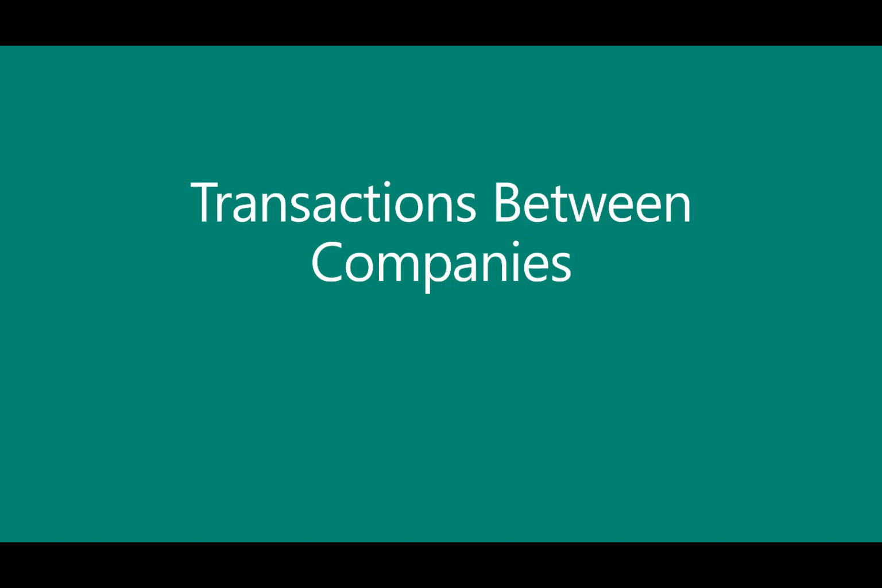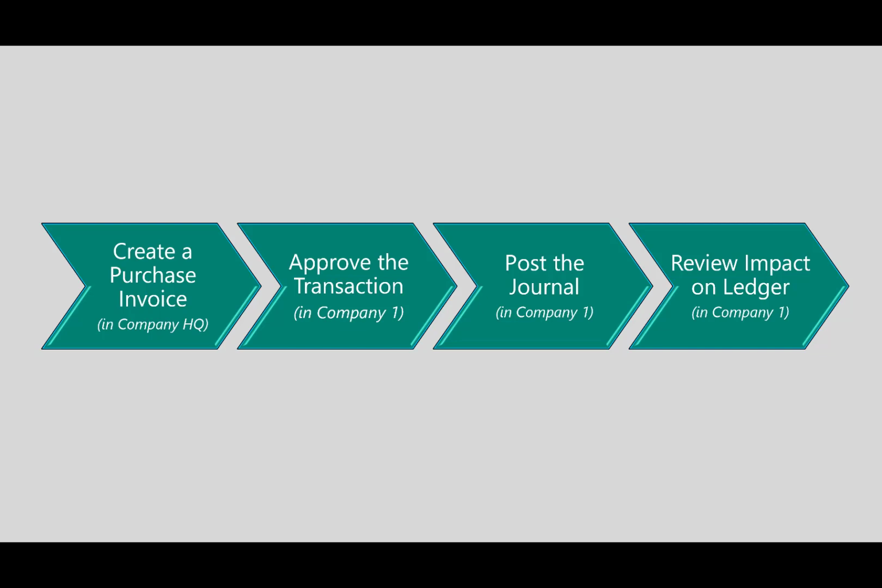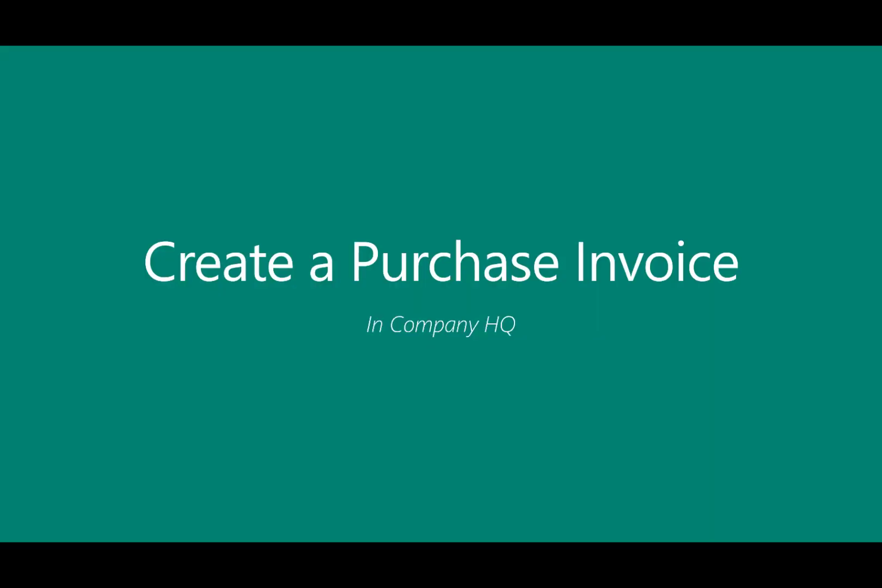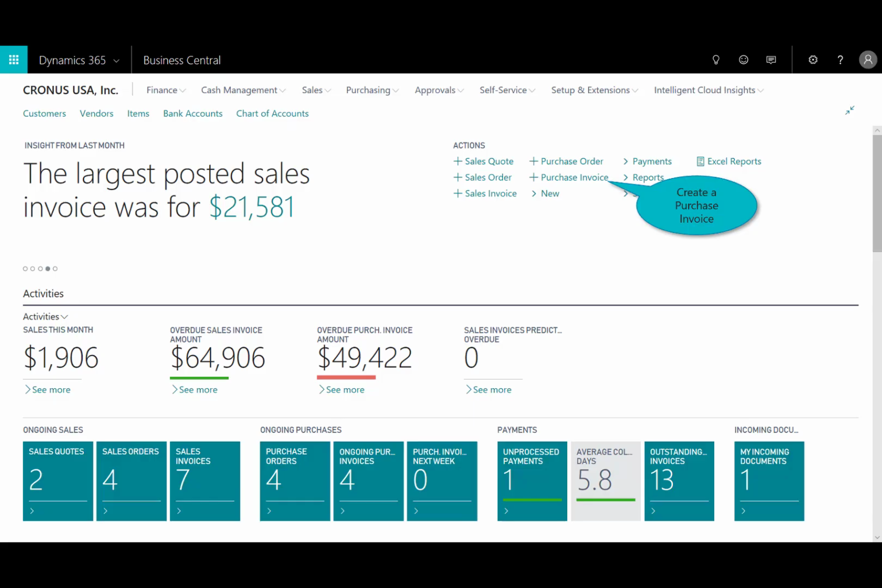Let's take a look at how we would perform that task. In this scenario, we're going to create a purchase invoice in the headquarters, the main parent company. I'm going to approve that transaction in the subsidiary company. We'll post that journal in the subsidiary and then review the impact on the ledger. The scenario is your parent company receives an invoice from a vendor for consulting services. Some of the costs, about $1,000, are incurred by the headquarters, the parent company, whereas some of the cost, about $750, will be deferred to the subsidiary company.